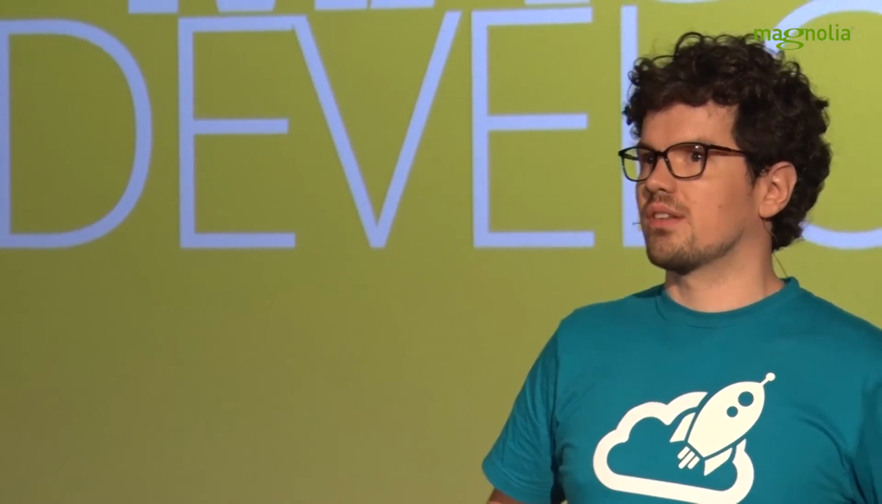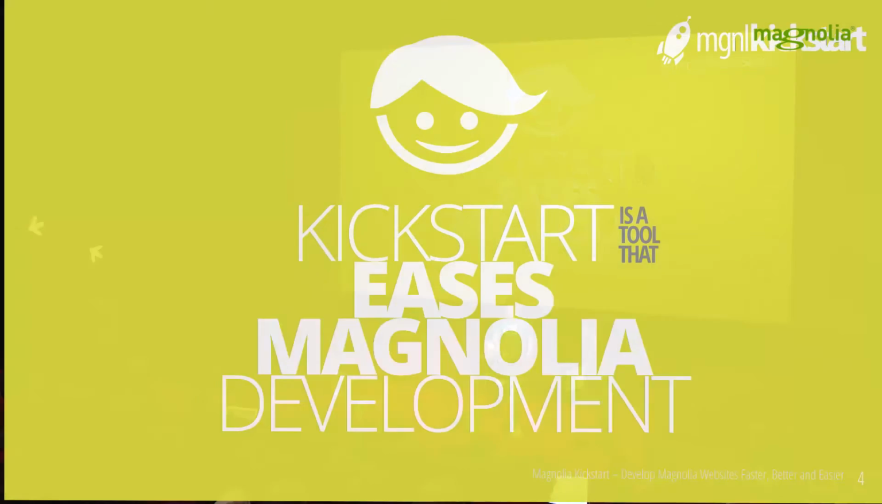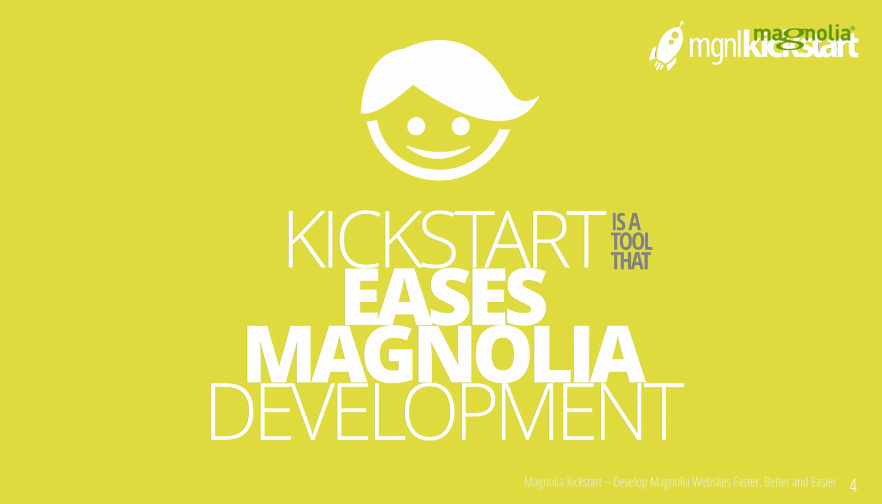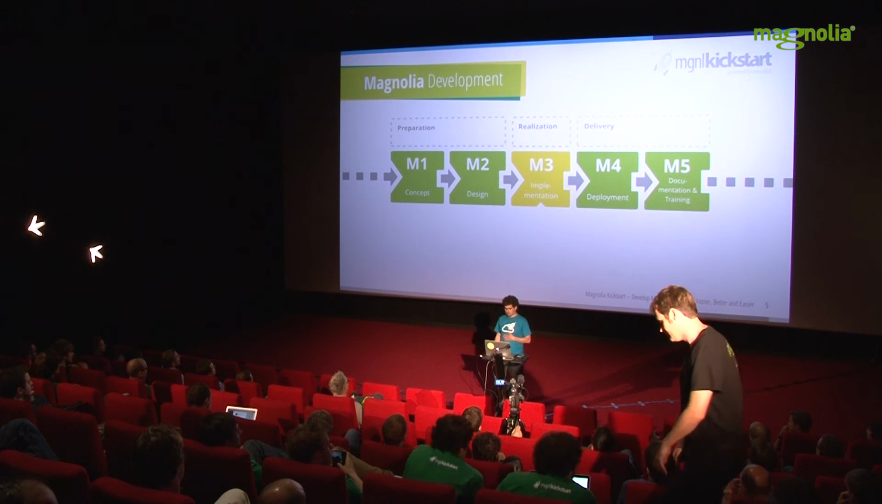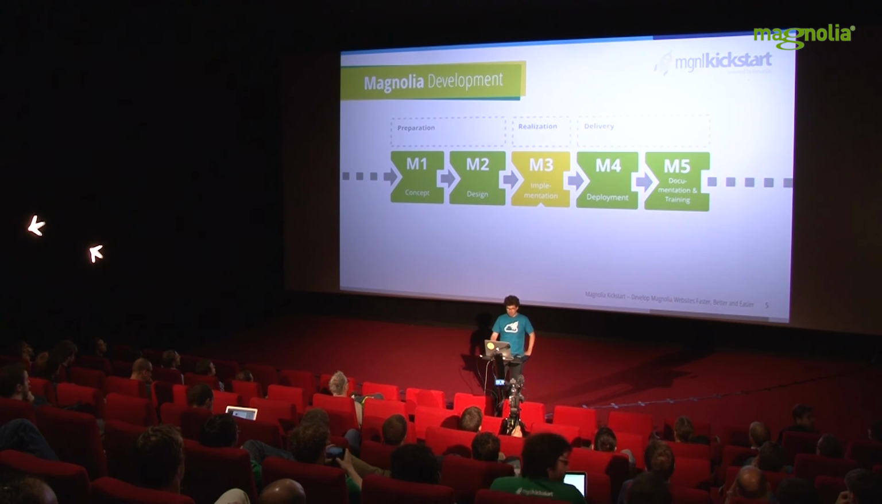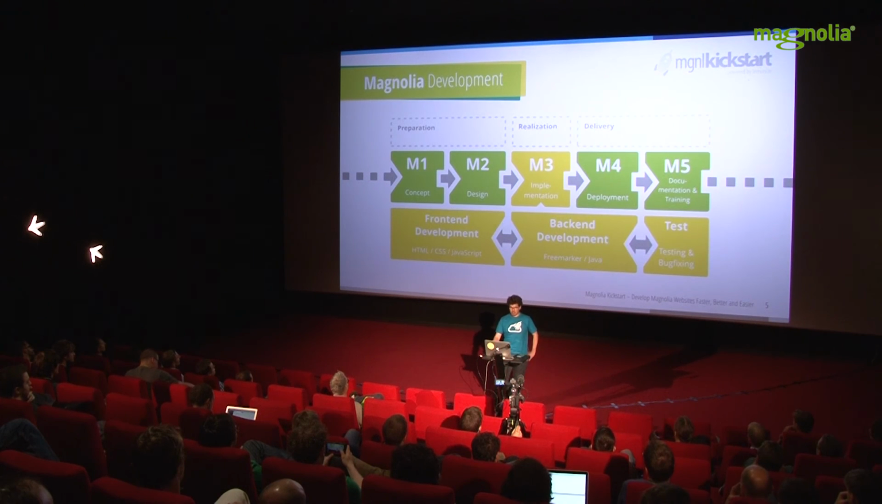Okay, so what's Kickstart? Kickstart is a tool to ease Magnolia development. So that's our claim. We want to make Magnolia development a little bit faster and a little bit easier with less pain for the developer. So let's have a quick look on what Magnolia development actually means, so what a typical Magnolia development process looks like. So in a typical project, we have phases like concept, design, implementation phase, deployment phase, and documentation, or after deployment things. So we are now focusing the implementation phase.